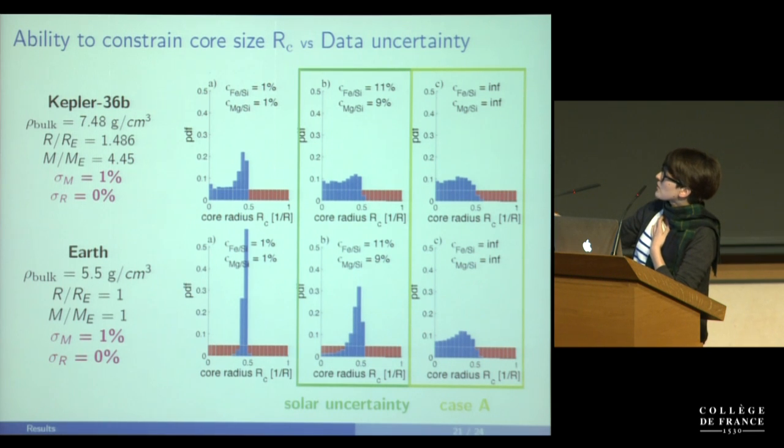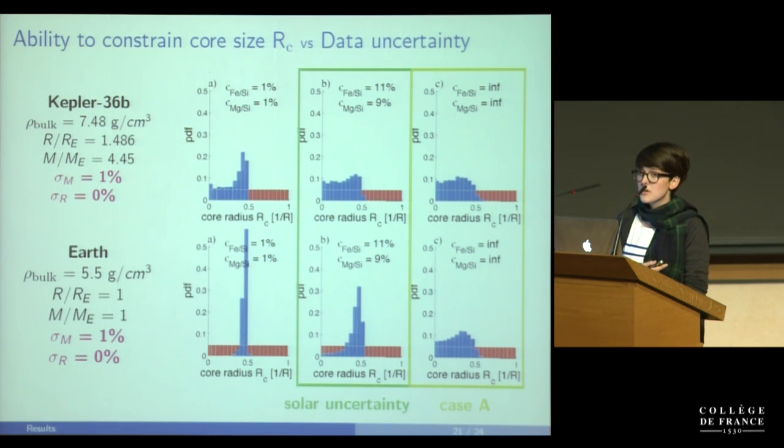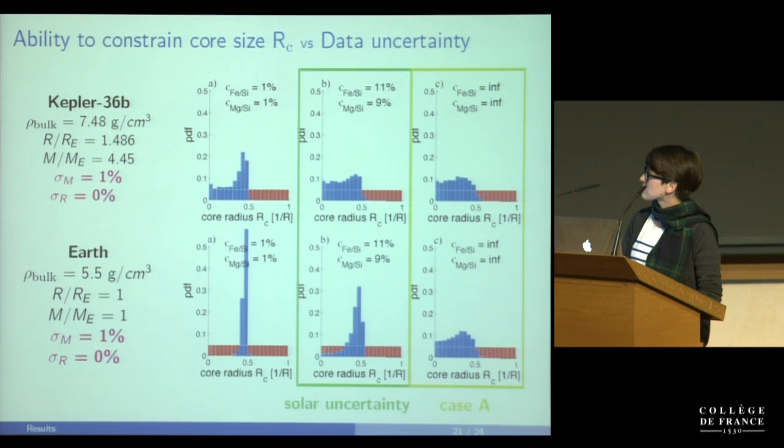Here, the picture changes, and we see 2 things. First, the ability to constrain now the core radius increases significantly when we reduce the uncertainty on these abundance constraints, so when we go from the right to the left. And we also see that we have a difference between the Earth case and the Kepler 36b case. So the ability to constrain the core radius does not only depend on the data uncertainty, but also on the actual mass and density of these planets.